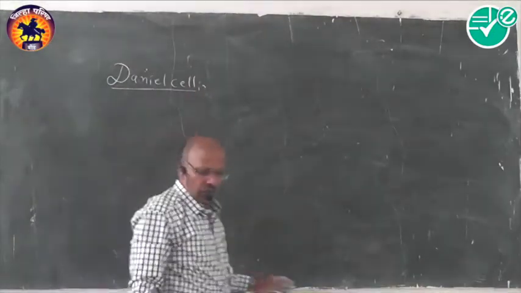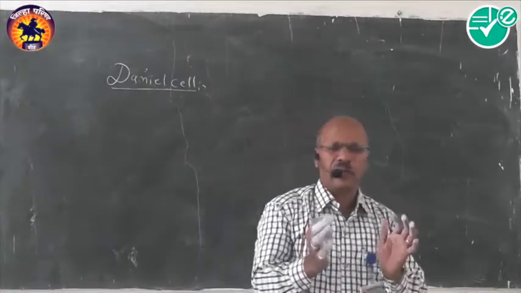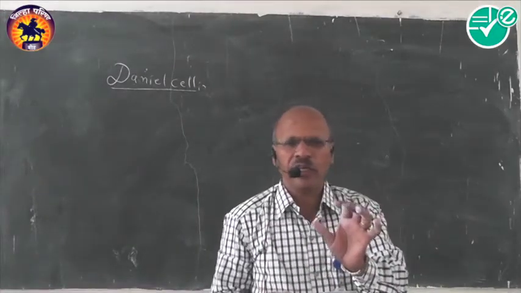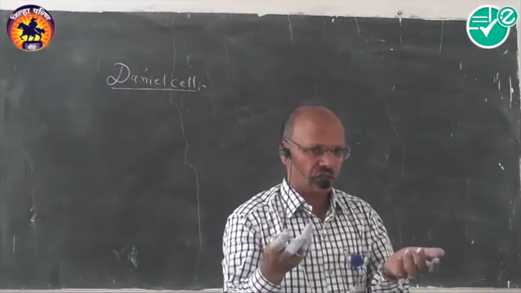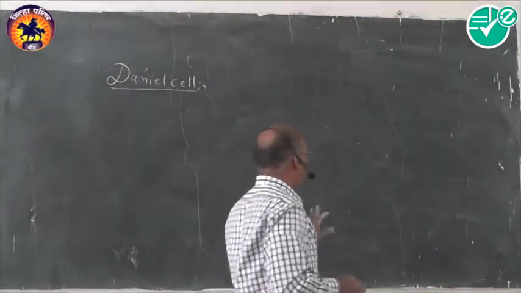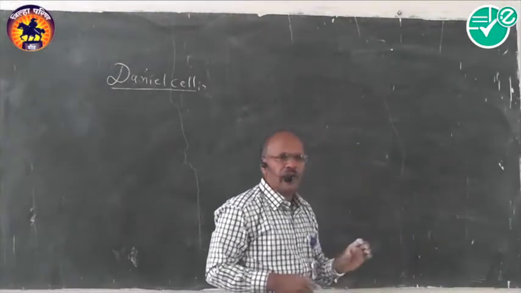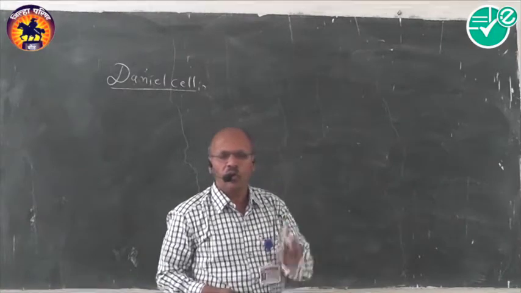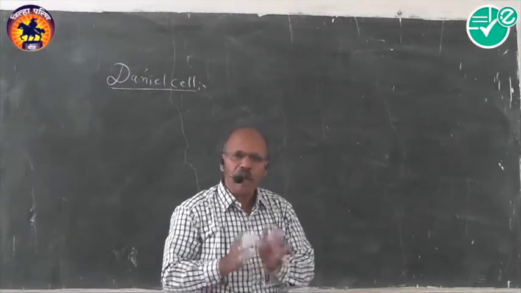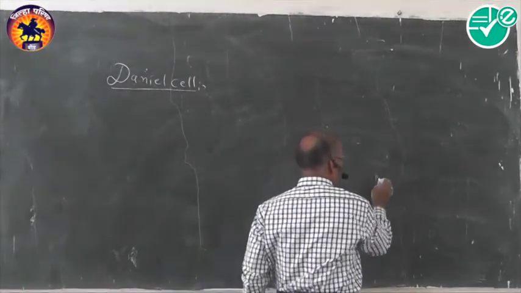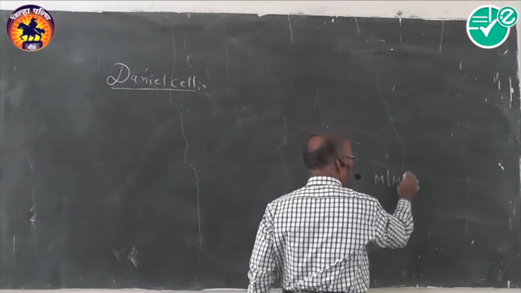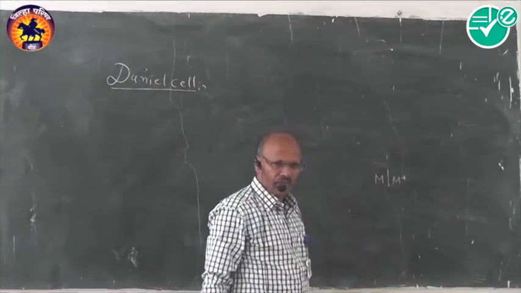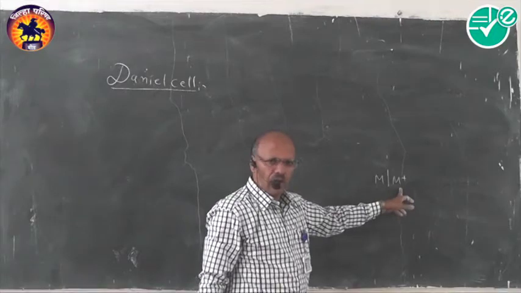Before this, let us have a brief idea about the voltaic cell. What is its construction? कसं असतं हे? Now, a voltaic cell is made up of mainly two half cells. Now what is a half cell? When a metal is in contact with its own ion, it is generally called a half cell.